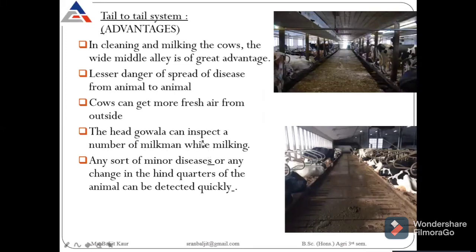The head goala can inspect the number of milkmen while milking. So when milking is done in this shed, the main head, the goala, can inspect the milkmen. Any sort of minor disease or any change in the hind quarter of the animal can be detected quickly, right? So the farmer or the dairyman can detect any kind of disease quickly, right? So these are the advantages of tail to tail system.